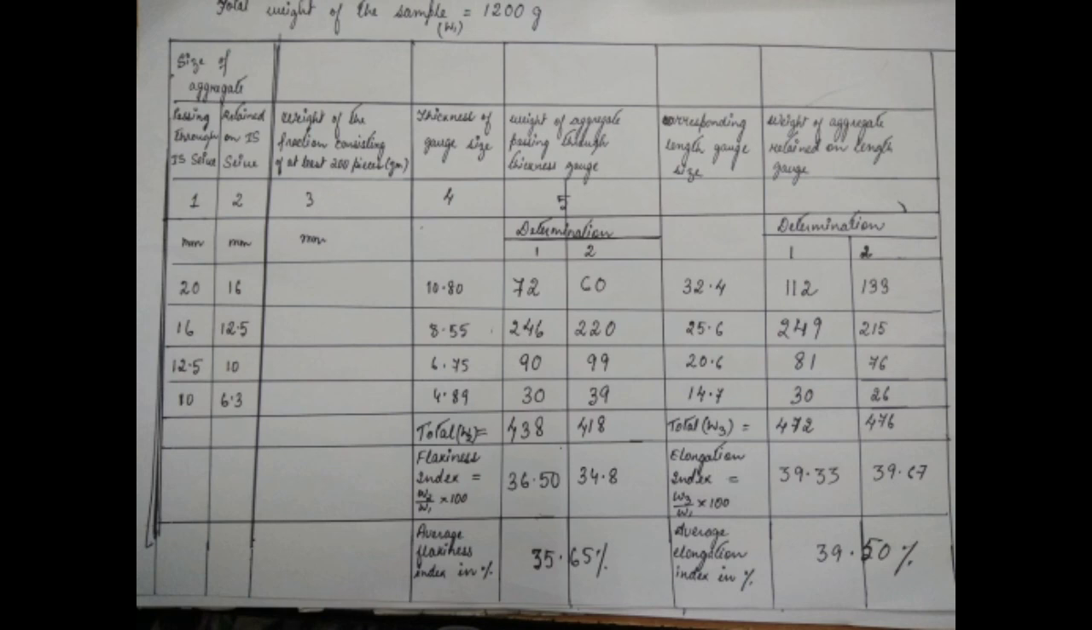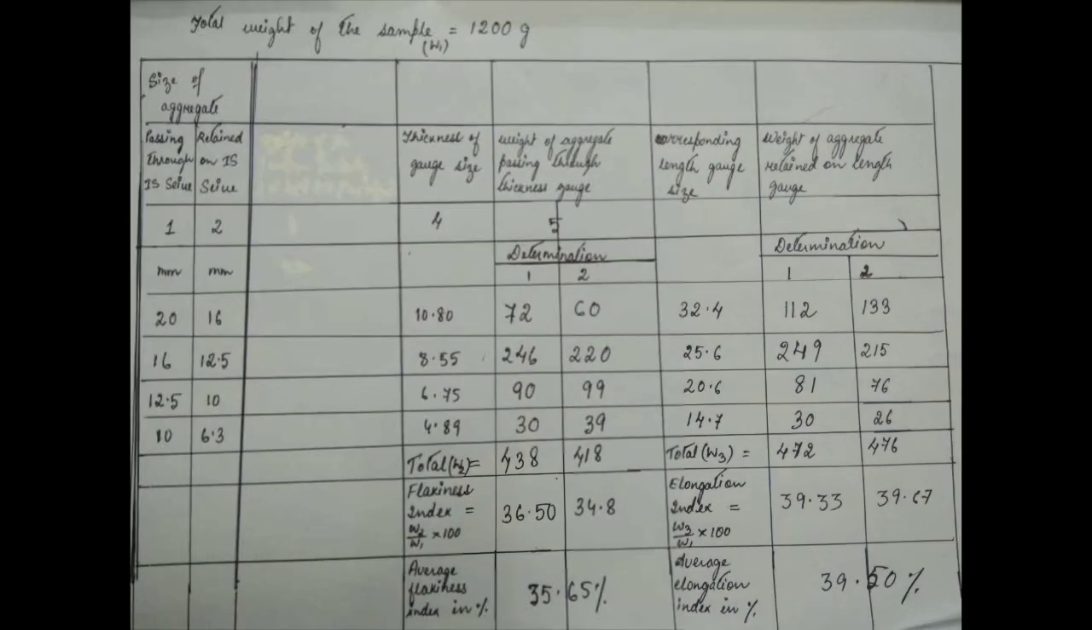Also, as per IS code, flakiness index tests are not applicable to aggregate sizes smaller than 6.3 mm. So in this way we have calculated the elongation index in this experiment.